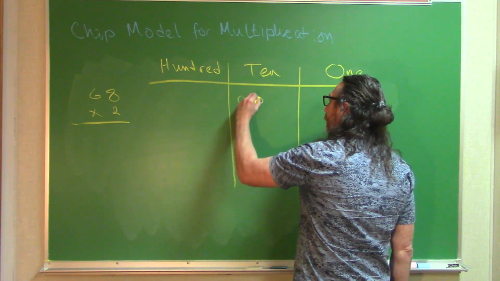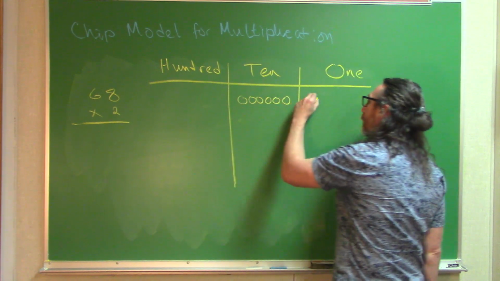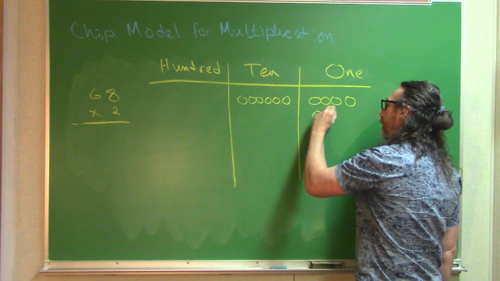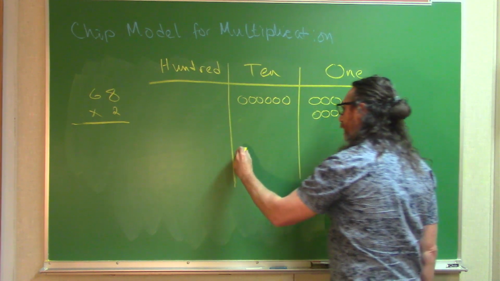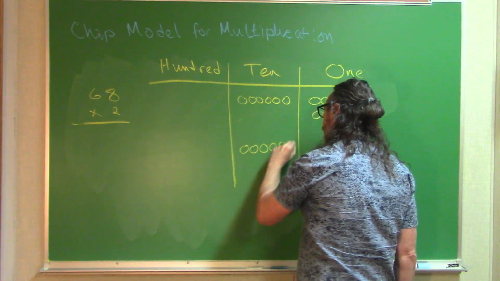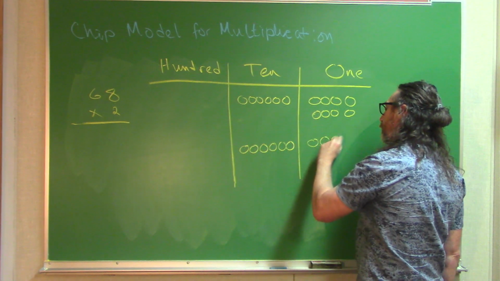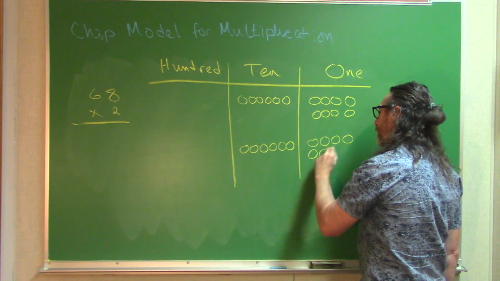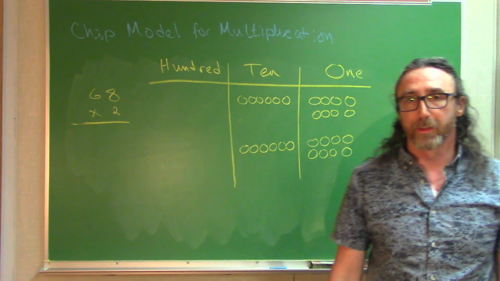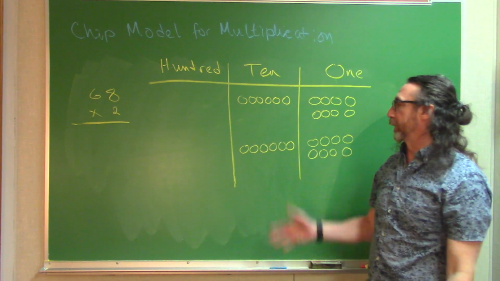1, 2, 3, 4, 5, 6. 1, 2, 3, 4, 5, 6, 7, 8. That's one copy of 68. 1, 2, 3, 4, 5, 6. 1, 2, 3, 4, 5, 6, 7, 8. So we can see once again, I have overflowed my trays.